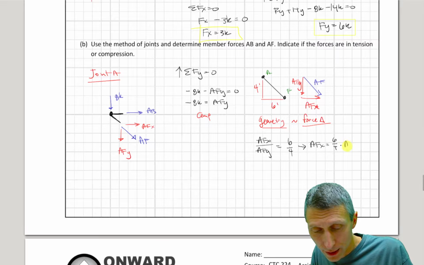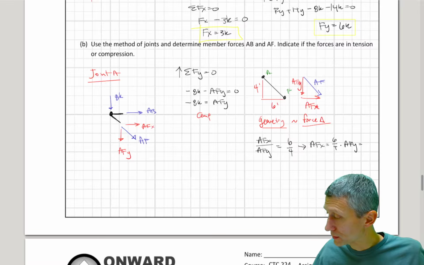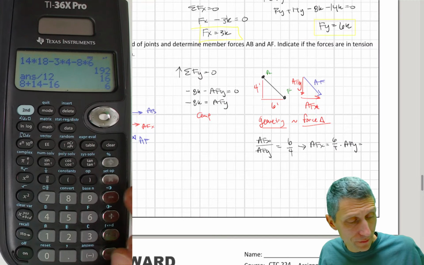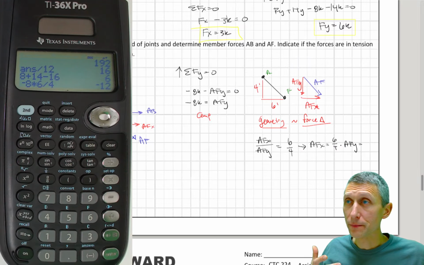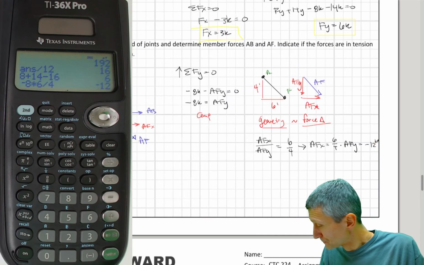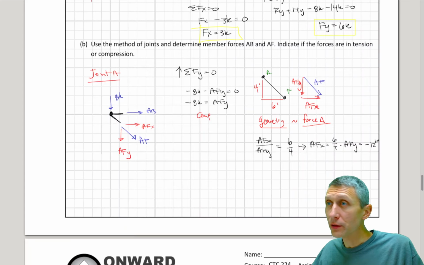4 times AFY. And if we think about that for a second, what was AFY? AFY was minus 8. So minus 8 times 6 over 4 is just going to be minus 12. You see it? So minus 12 kilonewtons. Okay, and that's a good thing. That gives us our value here.